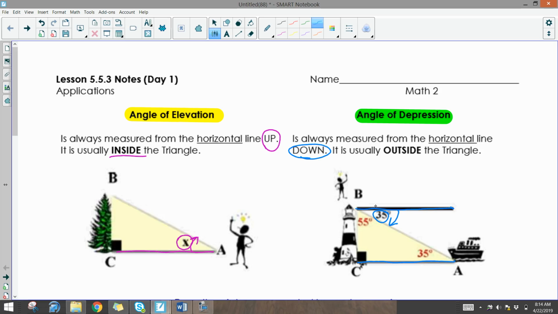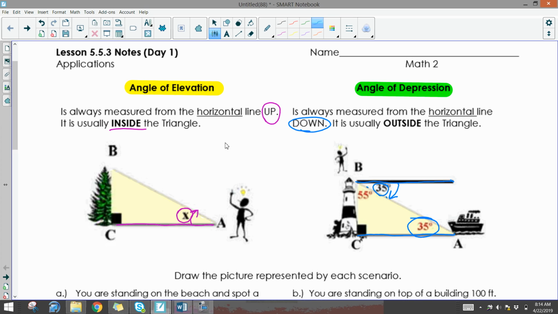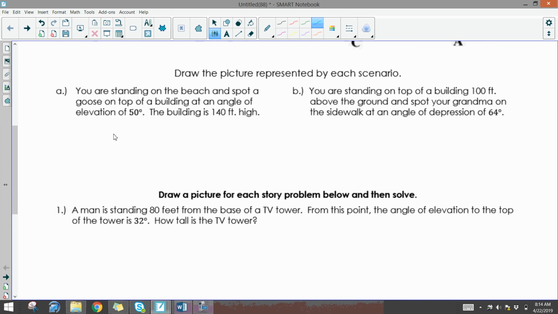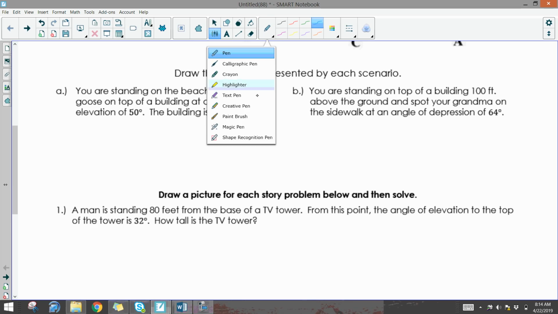And then, because these are parallel lines, they're both horizontal lines, and this acts as a transversal right here, that should match your angle of elevation inside the triangle. Okay, so that's not a coincidence. So we're going to start just by drawing pictures, and then we'll solve a couple problems. You guys, the biggest thing is paying attention to reading.